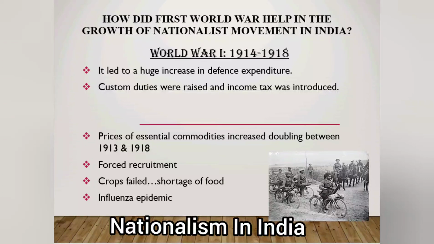Now, to fight a war, we need a lot of money. Where shall the money come from? Defense expenditure had increased, so it was financed by war loans. Custom duties were raised and income tax was introduced. Prices of essential commodities increased, almost doubling between 1913 and 1918. This led to extreme hardships for the common people.